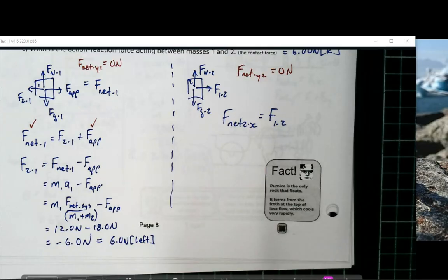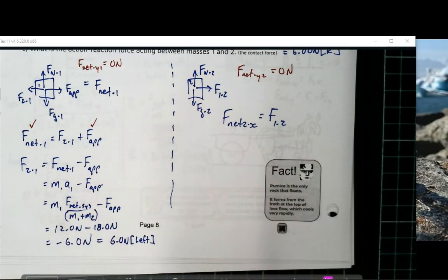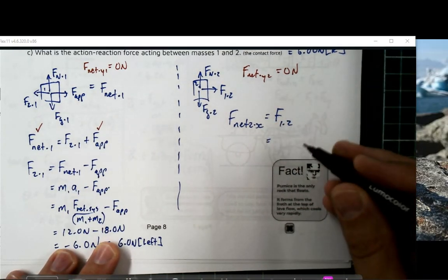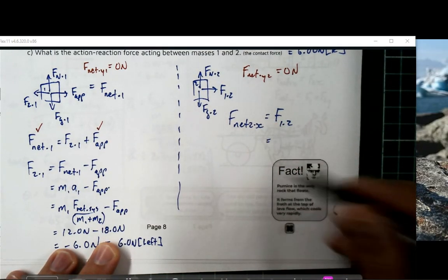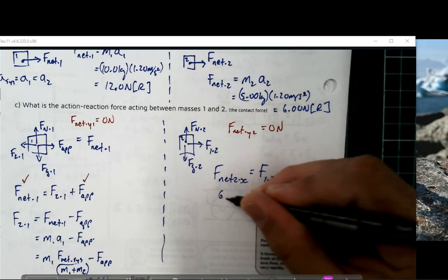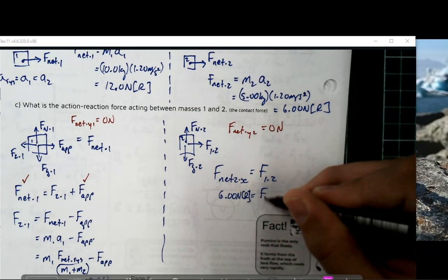All right, so what we end up saying is F net 2, look at that, is equal to force of 1 acting on 2. And by golly, we've already calculated F net 2x. It was just above us on the page right here. It was 6.00 newtons to the right, force of 1 acting on 2.